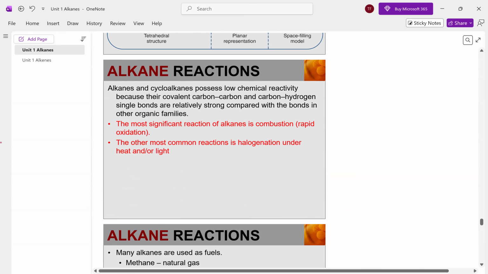Reactions. Now, there are 3 parts to every test: naming, intermolecular forces, and reactions. After a while, naming is like second nature because you do enough practice. Intermolecular forces, same thing. Reactions are another story.